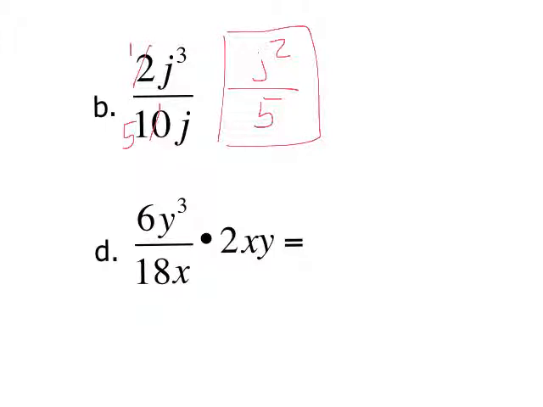D, you have options. You could reduce the fraction by dividing and then multiply, or you could multiply first and then reduce your fraction. I will multiply and then reduce my fraction. How about that? How do you multiply fractions?